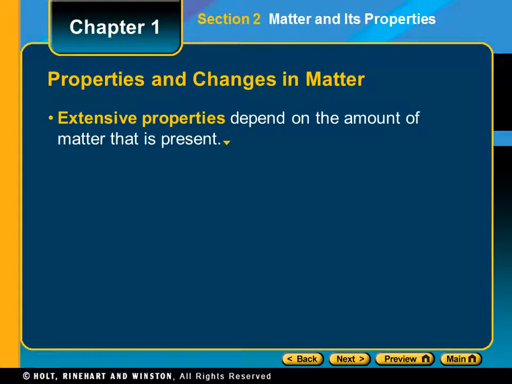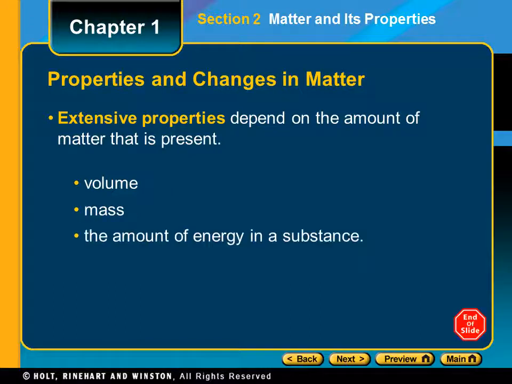Now, we're also going to need to understand properties in matter and how those properties change and how we define those changes. There are lots and lots of properties, and the properties can have some kind of dependence on the amount of matter that is present. For example, volume. So the extensive properties as we're defining here have to do with amount. Mass is also another extensive property that has to do with amount.